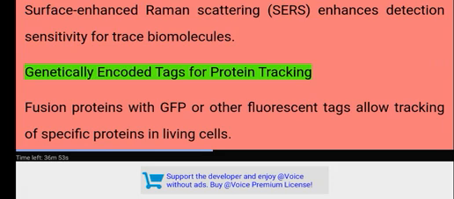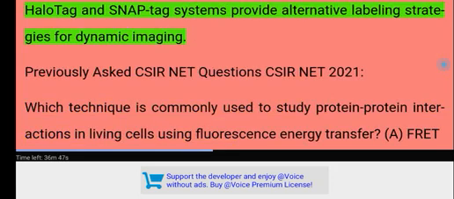Genetically encoded tags for protein tracking. Fusion proteins with GFP or other fluorescent tags allow tracking of specific proteins in living cells. Halo tag and snap tag systems provide alternative labeling strategies for dynamic imaging.